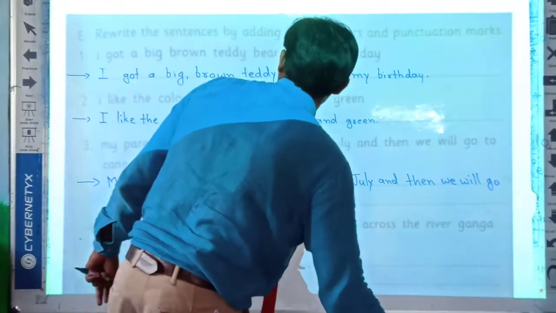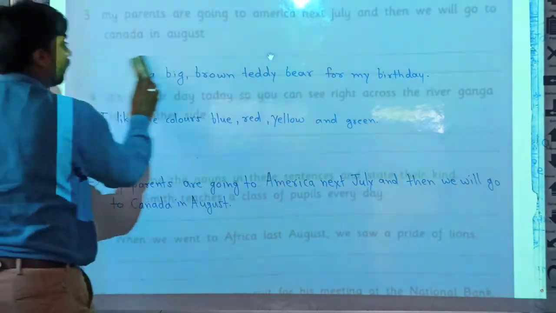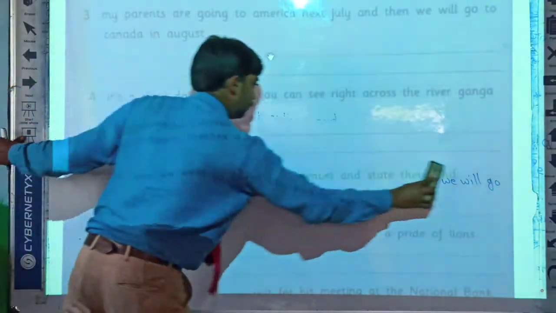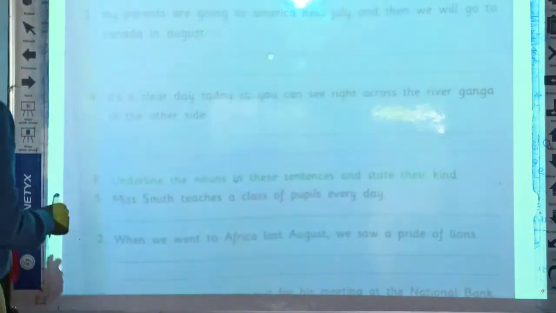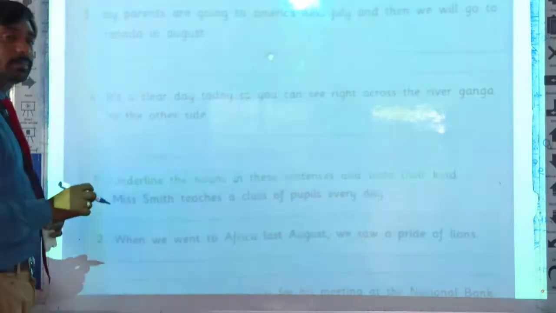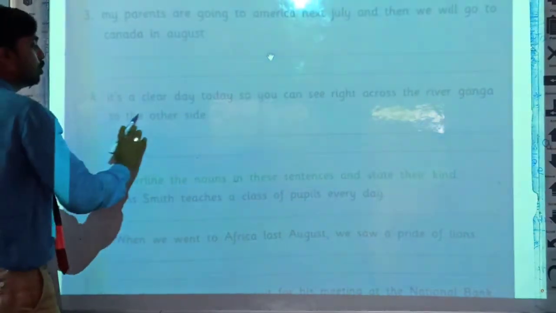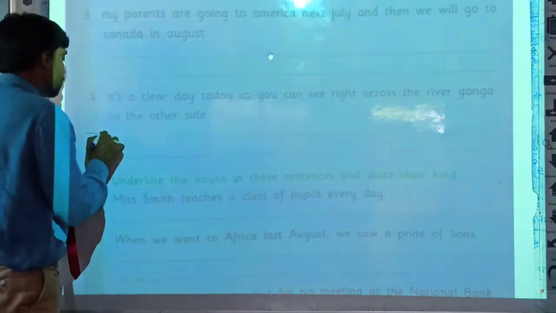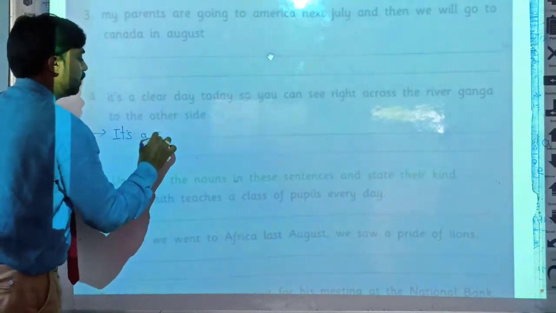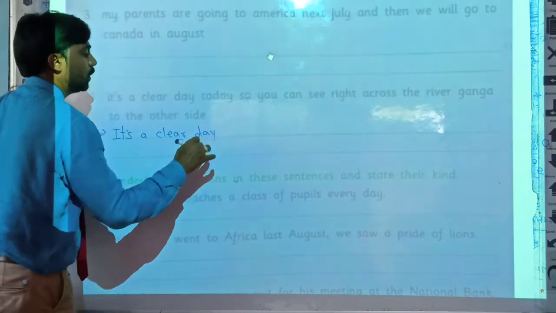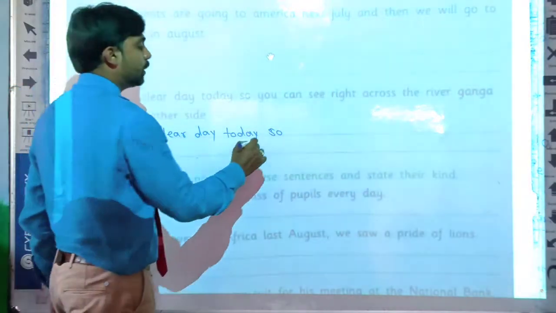Let's read the next sentence. Fourth sentence. It's a clear day today, so you can see right across the river Ganga to the other side. Now, let's start this sentence with a capital letter. I should be capital here, It's. A clear day, great. So before so, there should be a comma.